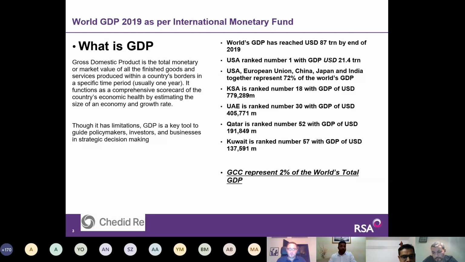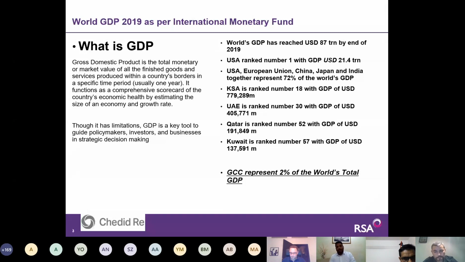Though it has limitations, GDP is a key tool to guide policymakers, investors, and businesses in strategic decision making. As I mentioned, it has some limitations, mainly the exclusion of non-market transactions, which are not counted while calculating the GDP, and the failure to account for or represent the degree of income inequality in society. However, economists like to use GDP as a measure of output or even as a measure of a country's well-being. So let's have a look at the figures of GDP.